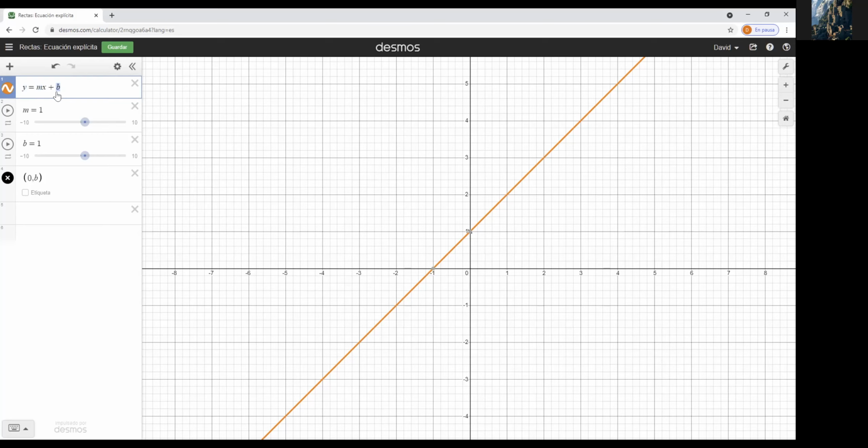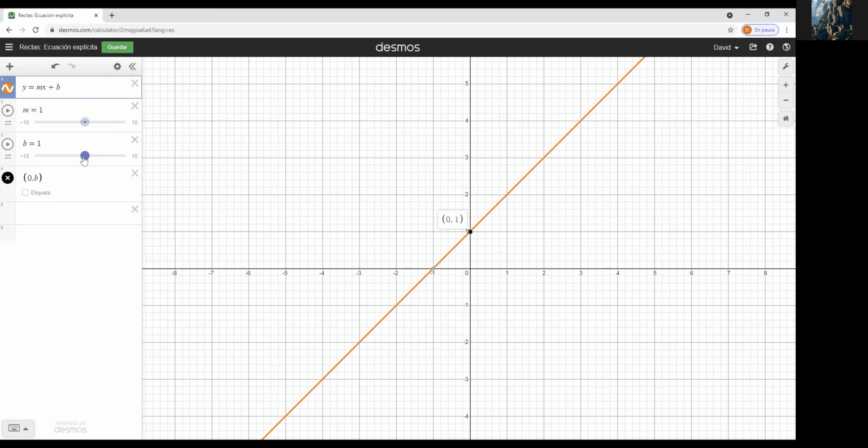Now, I'm going to start with b because in this case it is the least important and it's very easy to understand. B in this equation is literally the value at which the line, represented by this equation, will cross the y-axis. So if you see, there it is. We have a little point in here that says 0, 1. 1 is the coordinate for the y on this point here. And the value for b is also 1.